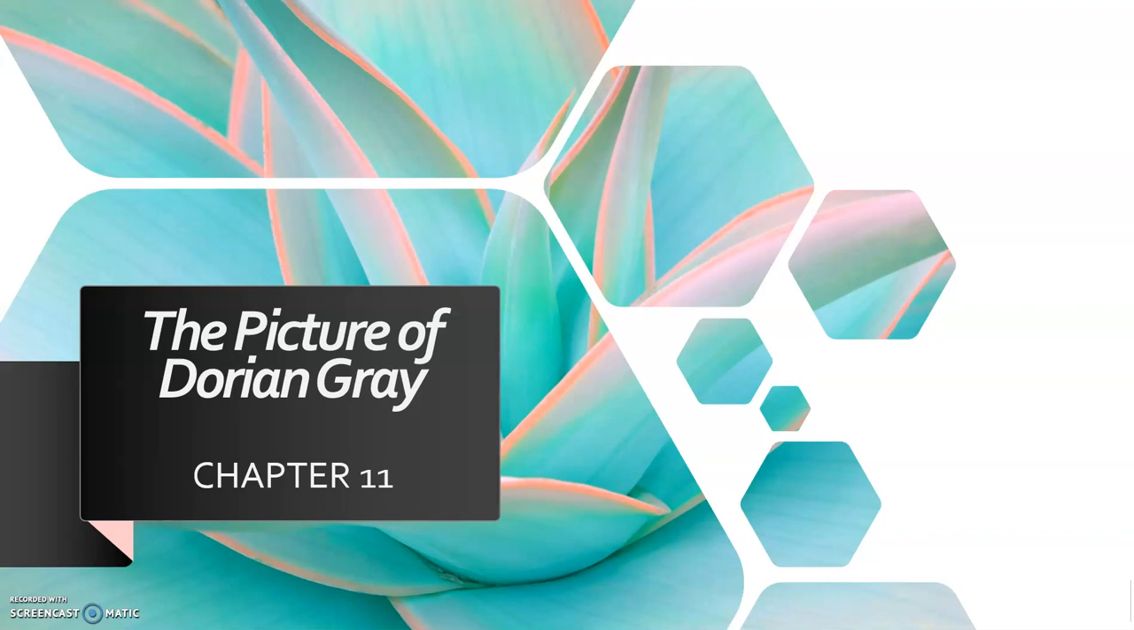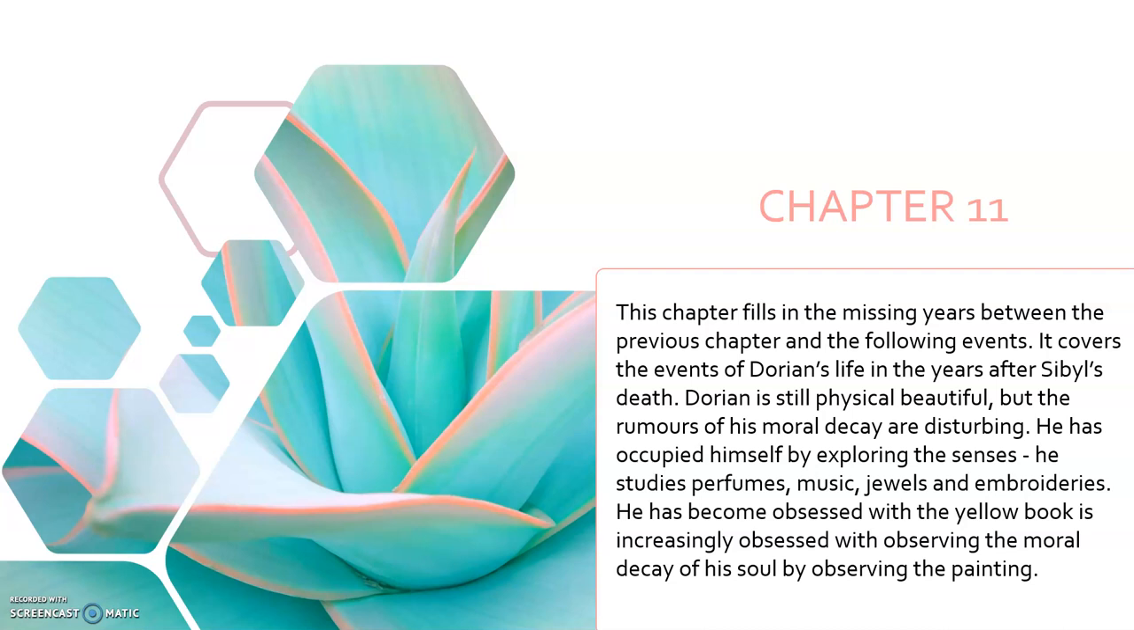So chapter 11 picks up quite a few years after the end of chapter 10. Much has gone on in Dorian's life in the intermediary time between this chapter and the previous chapter. And we see evidence of that in the decay of the portrait that is described and in the description of rumors of Dorian's life and reputation. And it also describes his growing obsession with the book and also the sorts of things he's been occupying himself with in the years between that's not covered specifically in the book.